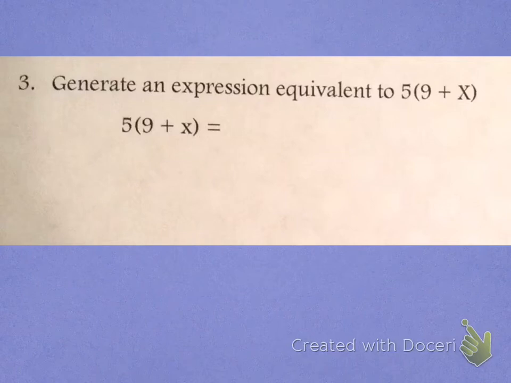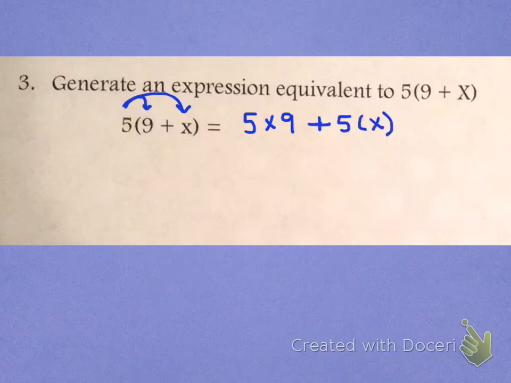Let's go to number 3. Number 3 says to generate an expression equivalent to 5(9 + x). Again, we're going to distribute: 5 times 9 plus 5 times x. So we have 5 times 9, and we're going to add that to 5 times x. I would like you to finish this problem on your own, and we will check this tomorrow with our table groups. Please press pause now and press play when you are finished.